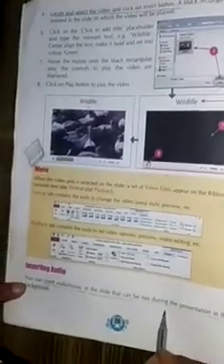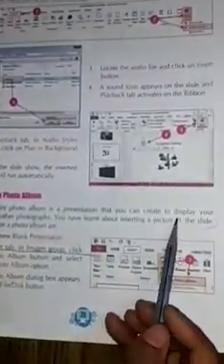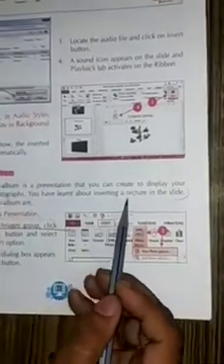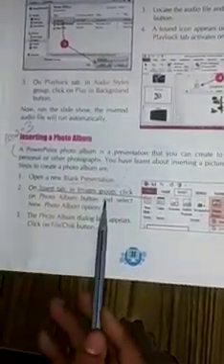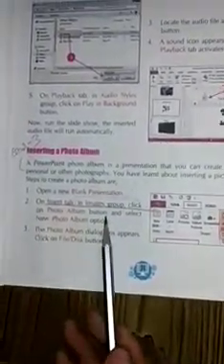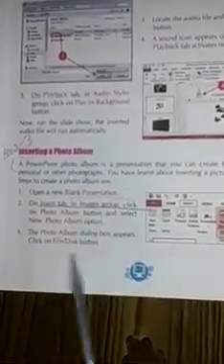Okay, children, same here audio. You can insert audio with the audio section and click on the audio button. Then inserting photo album. Photo album is a presentation that you can create to display your personal or other photographs. You have learned about inserting a picture in the slide. Steps to create a photo album: open the blank presentation, click on the insert tab, image group, photo album button, and select the new photo album button. Click on the photo album dialog box.